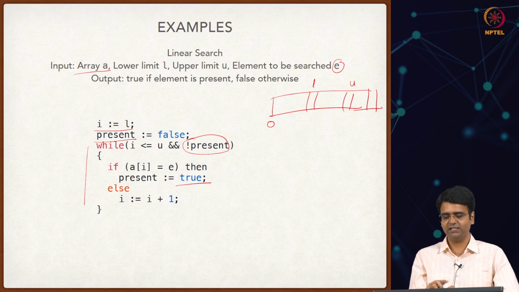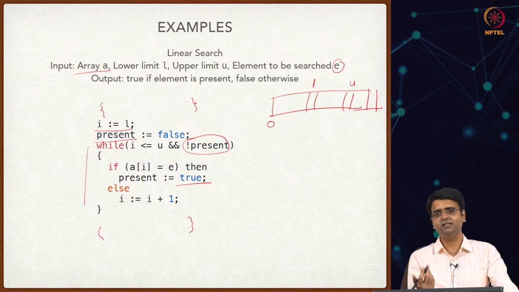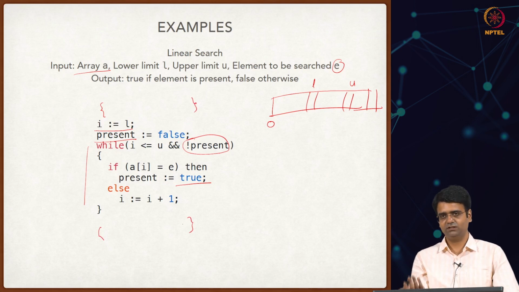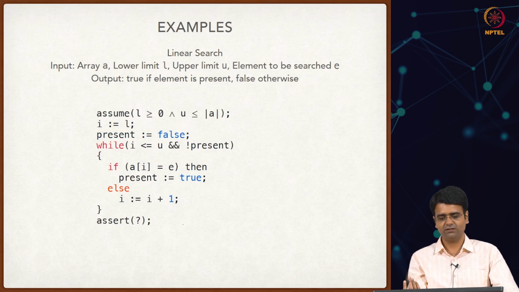So now in order to specify this, you have to write down a precondition and a post condition, and both of these need to be formulas. They need to be formulas in the theory of integers, or in the theory of arrays in this case. So we want to write assume and asserts: a precondition in the form of an assume, and a post condition in the form of an assert.